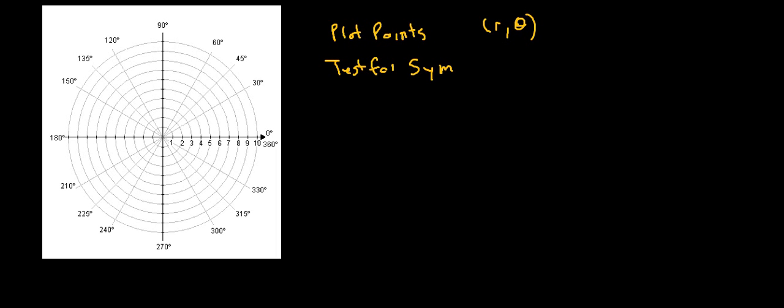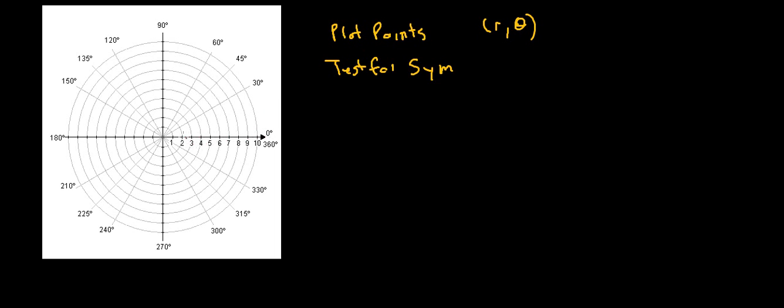They're going to be exactly the same as the ones from the Cartesian plane. So I'm going to test with respect to the x and y axes and the origin. Now the only difference is they're called something different. Here, what would this be called? I think it's called the polar axis.